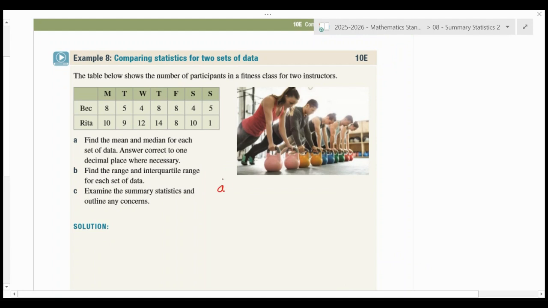So let's start with A, and we'll start with Beck. With Beck, with the mean, we have 42 over 7. There is 1, 2, 3, 4, 5, 6, 7, a total of 42, which means we have a mean of 6. And for Rita, we have 64 over the 7 days of the week, which means her mean is 9.1.